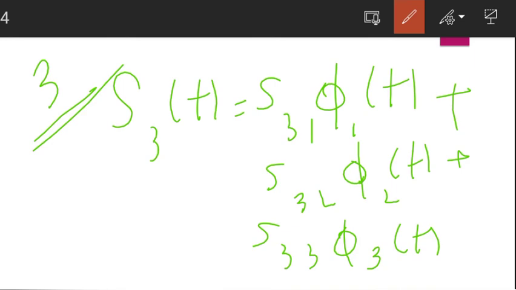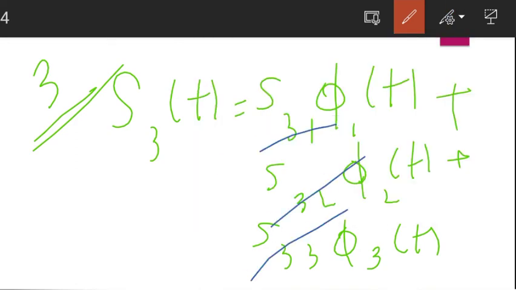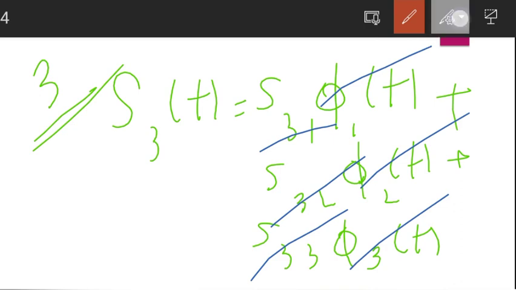So, what we can get from this? S3 of t. Yes, S31, S32, S33, Phi1, Phi2, Phi3 of t. All these things, all the 6 things we have to calculate. Of these, what are the things we have? Yes, Phi1 of t we have from the previous step, Phi2 of t we have. So, 2 of them we know.